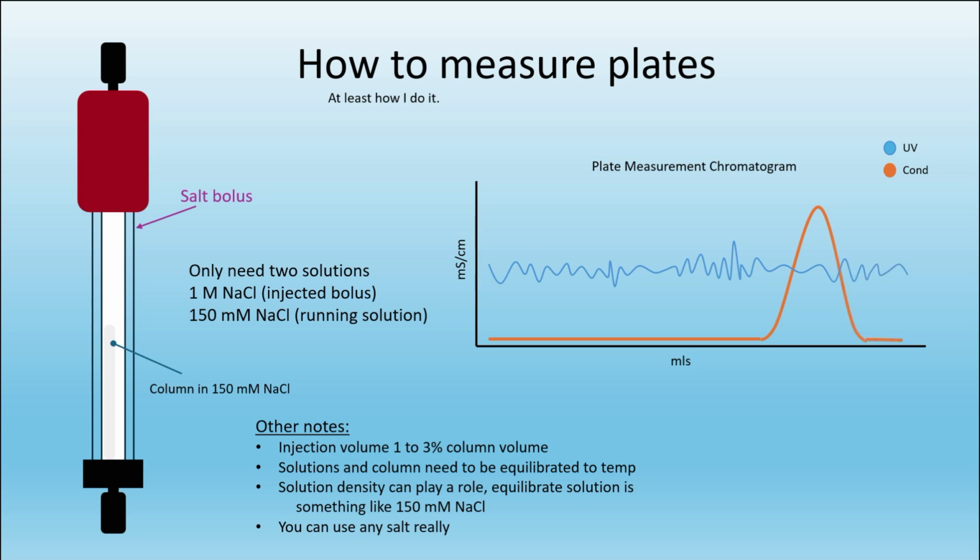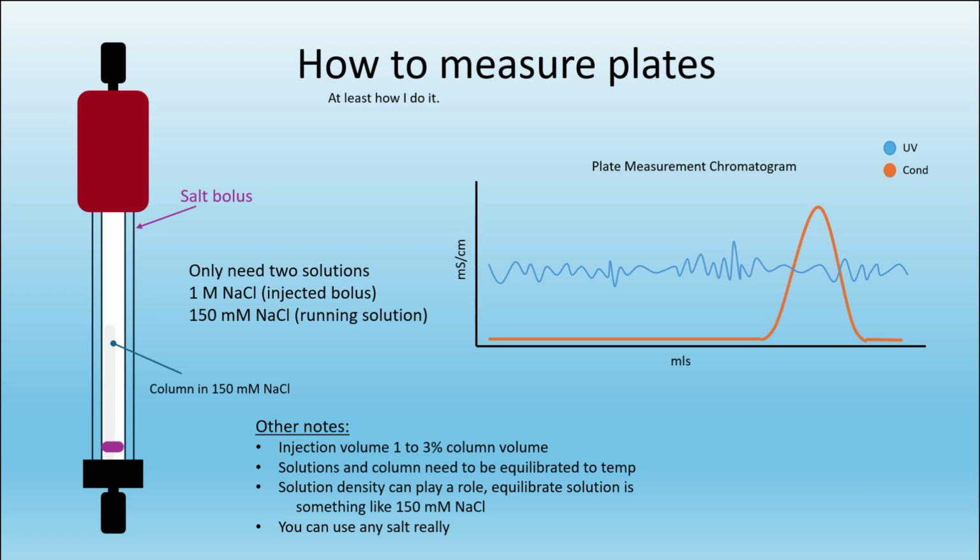The column needs to be equilibrated in 150 millimolar sodium chloride, because if you just use water, the difference in density between the water and the salt bolus will reduce mixing, and the peak width will be artificially narrow, resulting in more plates than the column really deserves. Also, for this to work, the column and the solution have to be fully equilibrated to the same temperature. I usually use sodium chloride because it's cheap and easily available, but you can use any salt.